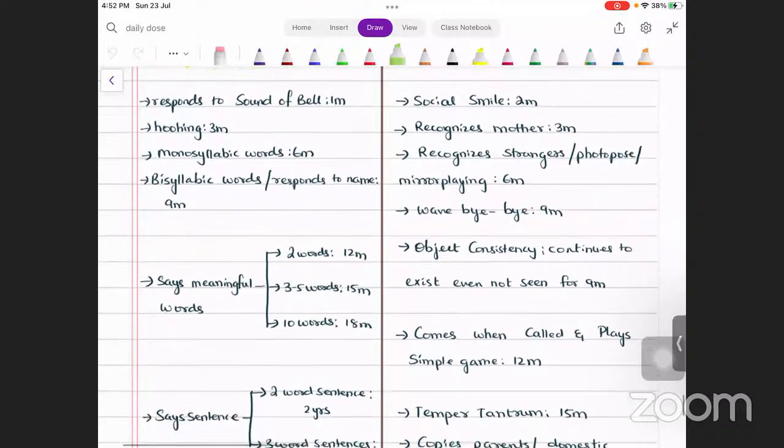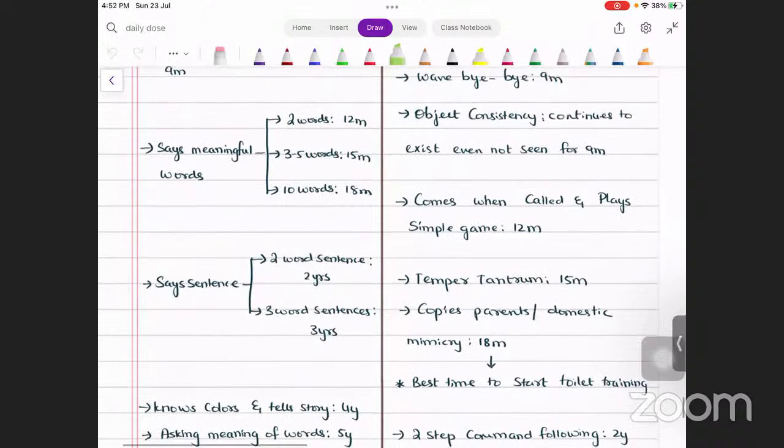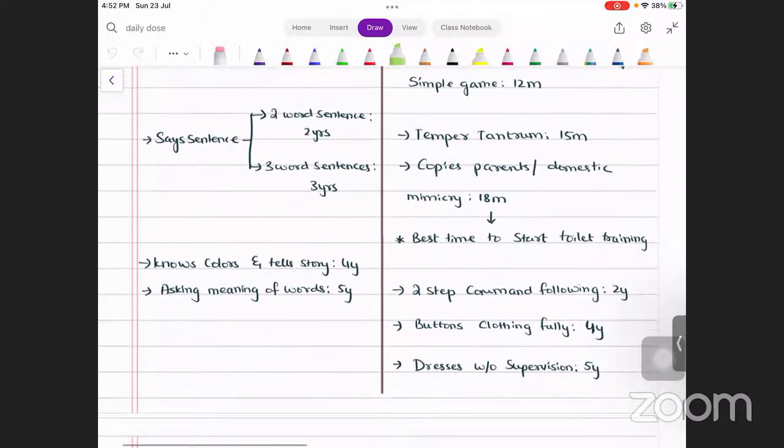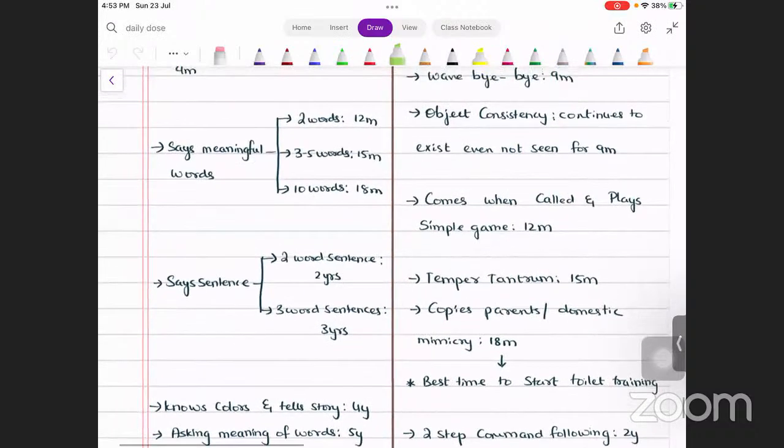Okay, so apart from that, social skills. Social smiles begin by 2 months, recognizes mother by 3 months, recognizes strangers by sixth month, waves bye-bye by ninth month, object permanence is seen in the ninth month, comes when called and plays a simple game by 12th month, temper tantrum by 15th month, and copies the parent's action or domestic mimicry by 18th month. Best time to start toilet training is the 18th month, two-step command following is 2nd year, buttons clothing fully by 4th year, dresses without supervision by 5th year.